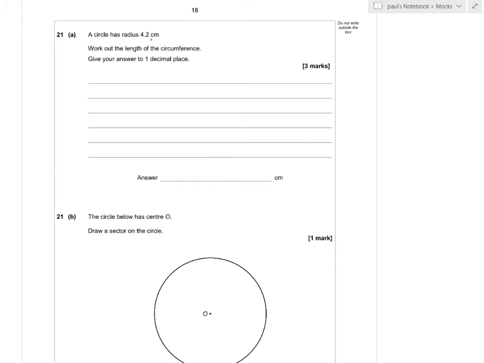A circle has a radius of 4.2. Work out the length of the circumference. So circumference is pi d. Circumference equals pi d, so that equals pi times the diameter, 8.4. So pi times 8.4 is 26.38, and all the rest of it, yeah? But they want the answer to one decimal place, so it's going to be 26.4.